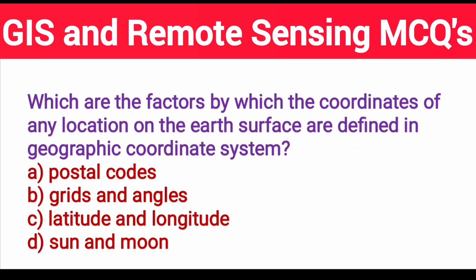Next question, which are the factors by which the coordinates of any location on the Earth's surface are defined in the geographic coordinate system? Option A, postal codes.